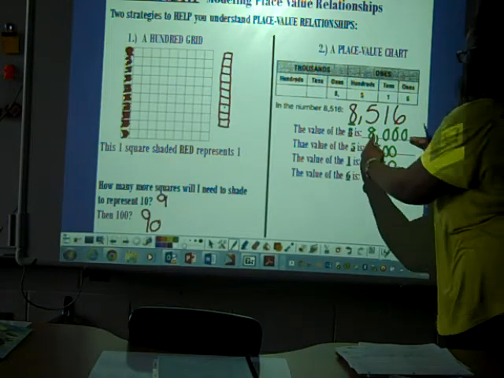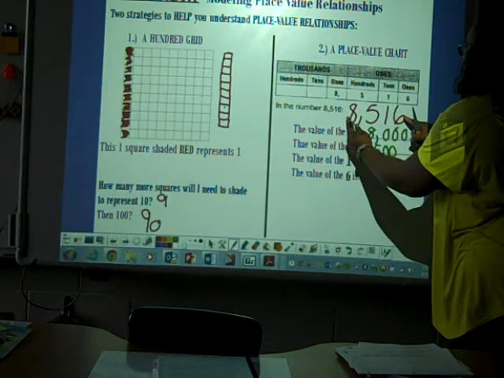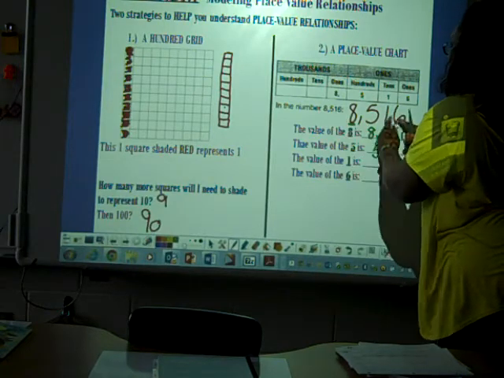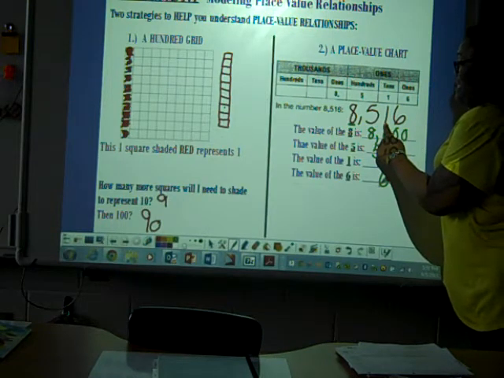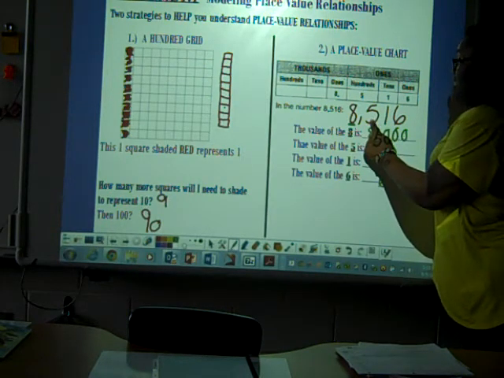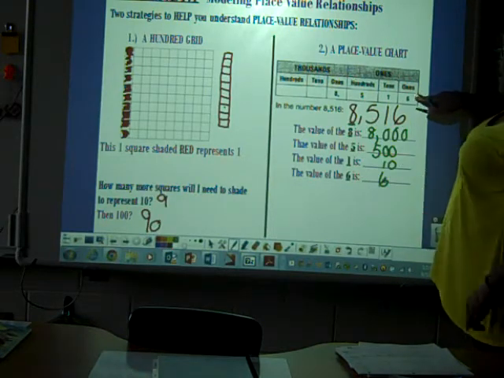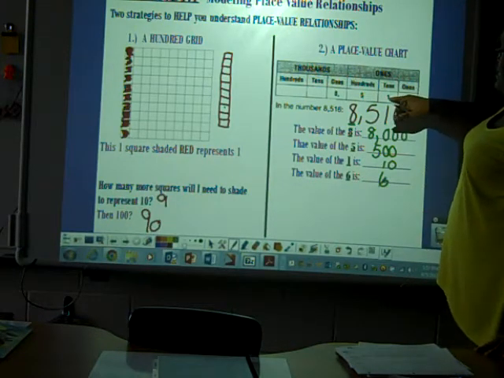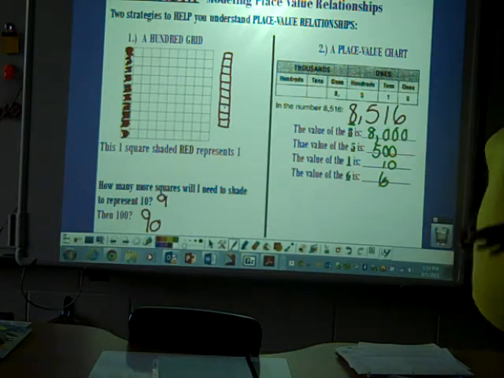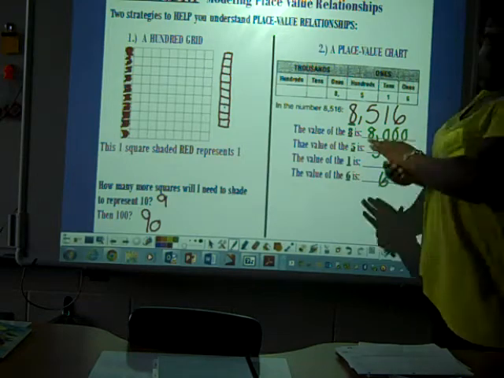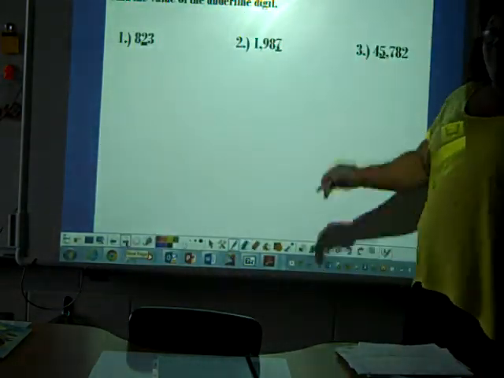So this is the value of each number in this place value. So this 6 is in the ones, this 1 is in the tens, this 5 is in the hundreds, and this 8 is in the thousands. See right here? The 6 is in the ones, 1 is in the tens, 5 is in the hundreds, 8 is in the thousands. All right, moving on. Remember, you can pause me anytime.